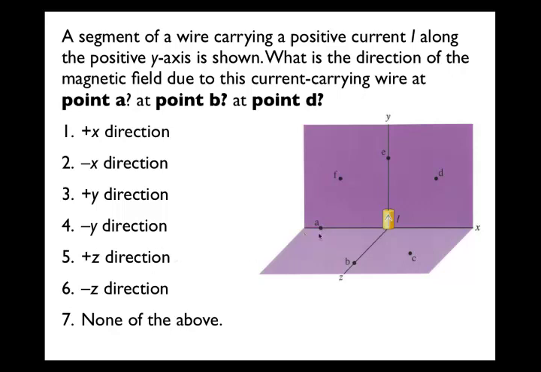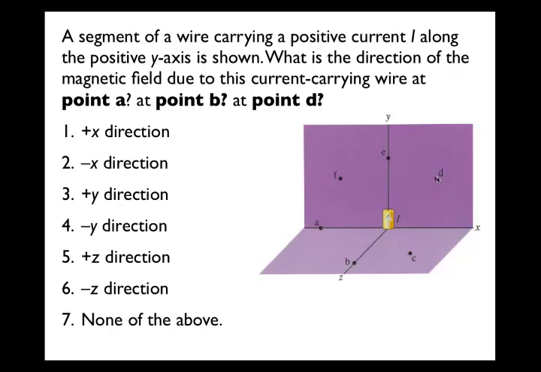At point B, if you continue to curl those fingers around, by the time you get over here at point B, your fingers will be pointing toward the right side of the screen. So the magnetic field at point B points in the positive X direction, which is option 1.